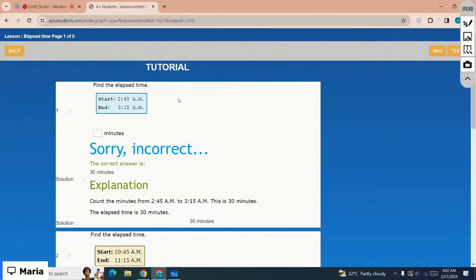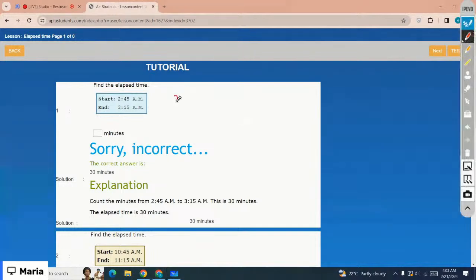So the total time is 30 minutes, like from 2:45 a.m. to 3 a.m. that is 15 minutes, then from 3 a.m. to 3:15, another 15 minutes. So the total time is 15 plus 15, which is 30 minutes. That means the elapsed time is 30 minutes. Got it? Let's start with the test question.